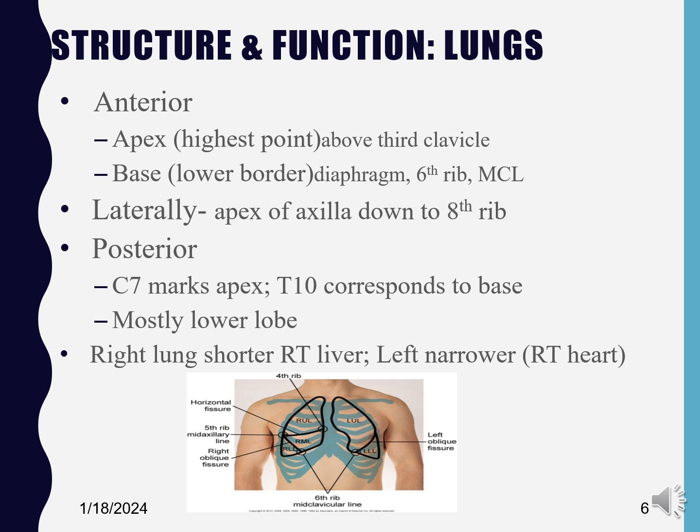So the structure and function of the lungs. So this includes the anterior apex is the top of the lung space above the third clavicle, and the base is down at the level of the diaphragm or the sixth rib. You can kind of see the sixth rib is at the same level of that xiphoid process. Laterally, it extends from the apex of the axilla down to the eighth rib, and posteriorly, the C7 marks the apex, and the T10 goes all the way down to the base. You can see by this picture the size of the lobes, and that there's only 2 lobes on that left side because of the heart.